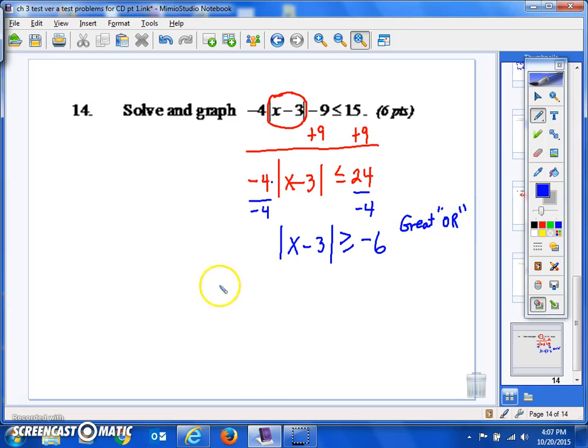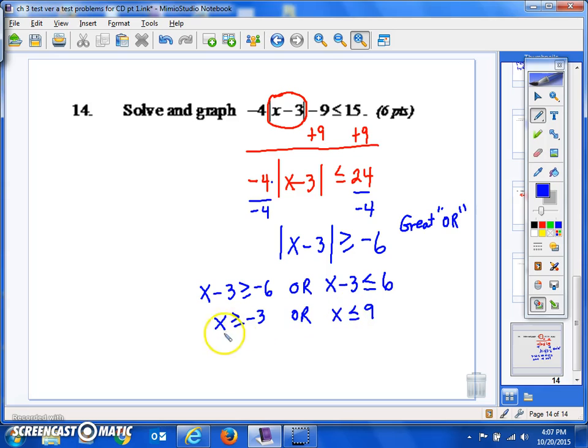Anytime you have absolute value greater than, that means we have an OR compound inequality. So I'm going to represent this as two different inequalities joined together by the word OR. There's one inequality, and notice what happens to get the other one. You switch the inequality sign, and then you change the number to positive. And now it's just a matter of solving for x. So add 3 to both sides.